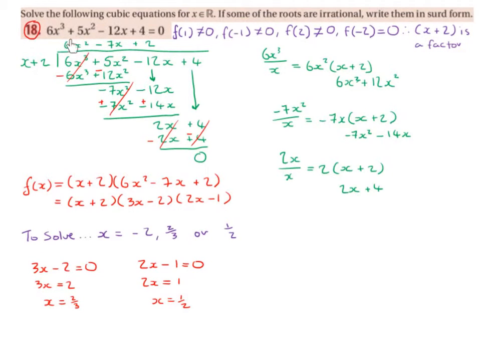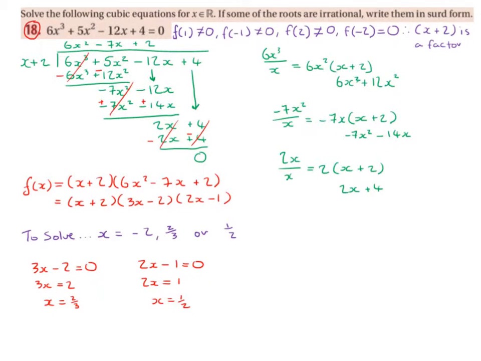We then multiply the 6x squared by x plus 2, giving us 6x cubed plus 12x squared, which we write underneath the bus stop. We change the signs. The new signs are written in red. These will cancel. 5x squared minus 12x squared is minus 7x squared. We bring down the minus 12x, we repeat the process. Minus 7x squared divided by x gives us minus 7x. We put that on top of the bus stop.